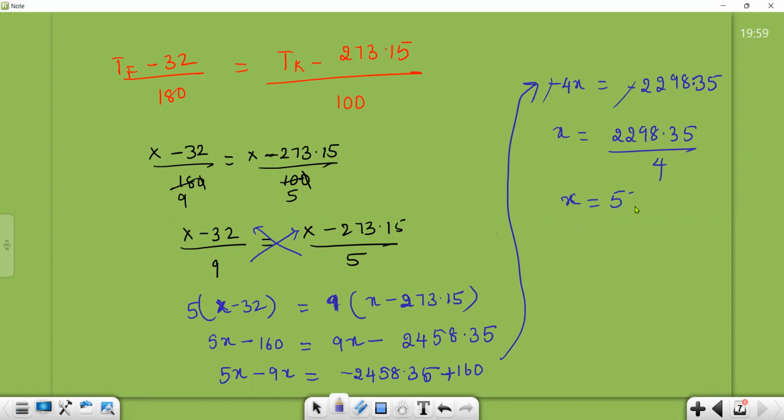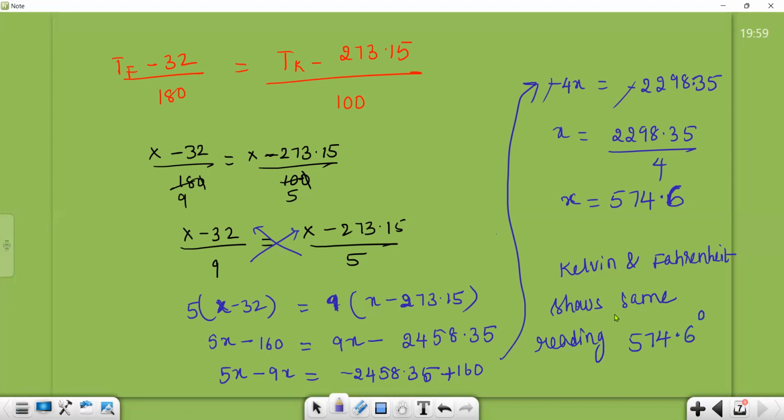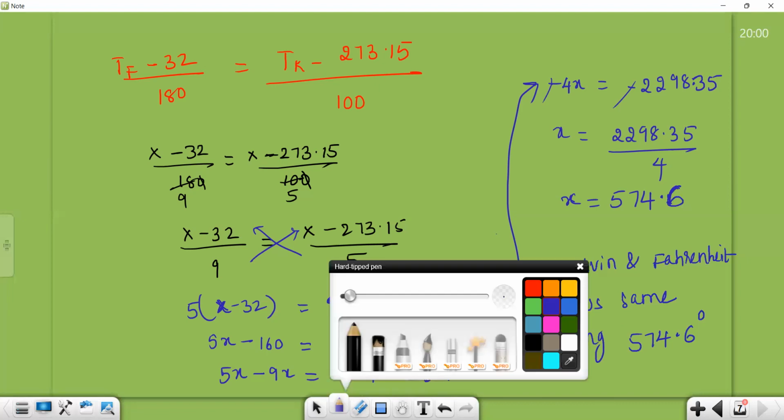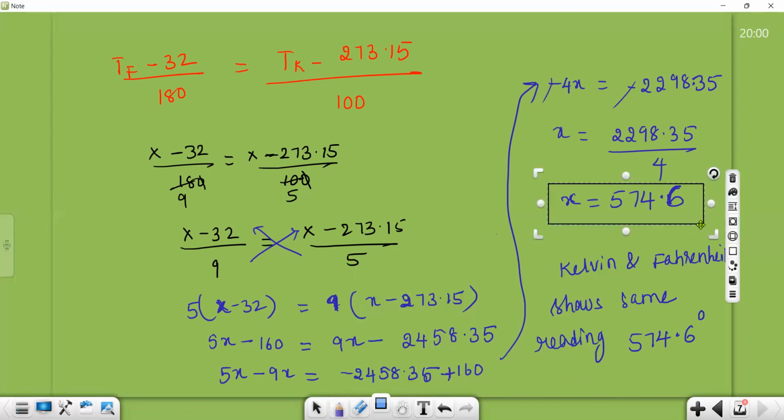So that gives you how much? Ma'am, 574.58. Okay, so it means 58 is there. So what can I write? I can write 6 instead, right? So rounding to 574.6. So it means Kelvin and Fahrenheit show the same reading at how many degrees? 574.6 degrees. Whereas Celsius and Fahrenheit show the same temperature at minus 40, Kelvin and Fahrenheit at 574.6.